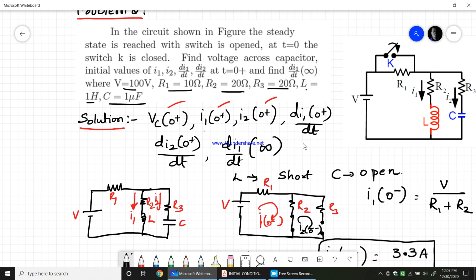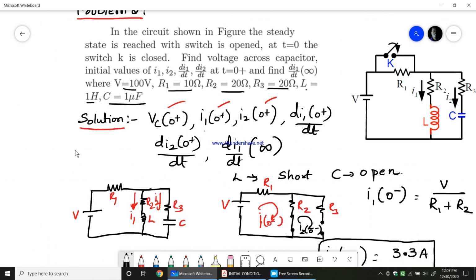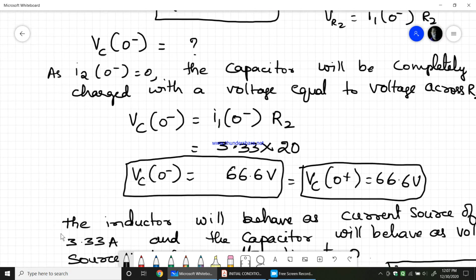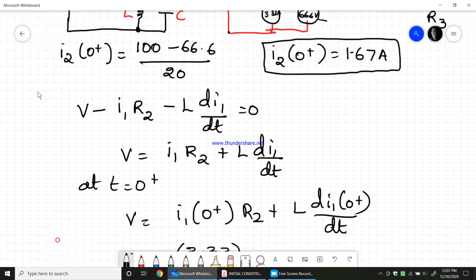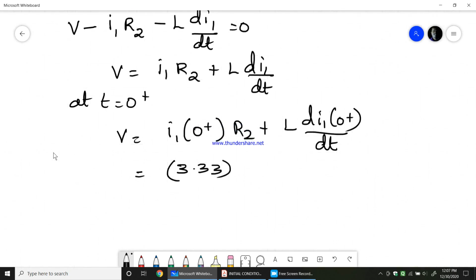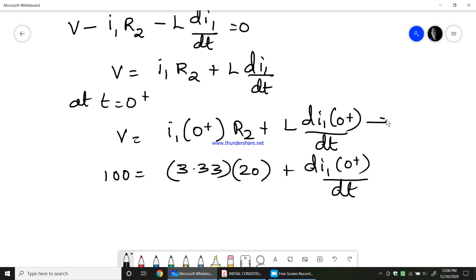R2 is 20 ohms, L is 1 Henry, V is 100. So this is 100, this is 20, and L is 1 Henry. So I'll just write di1 of 0 plus by dt. Let me take this as equation 1.